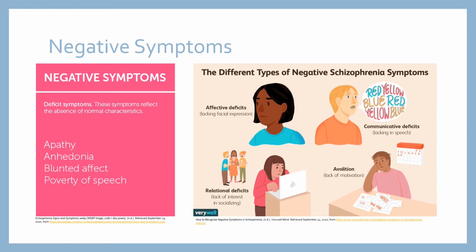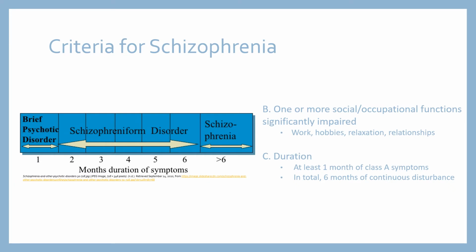They are lacking in the amount of speech when communicating with someone else. And one more thing to add is avolition. This is when the patient has no motivation whatsoever to initiate something, to perhaps improve or enjoy an activity, even their hobbies. So that was criteria A for schizophrenia.